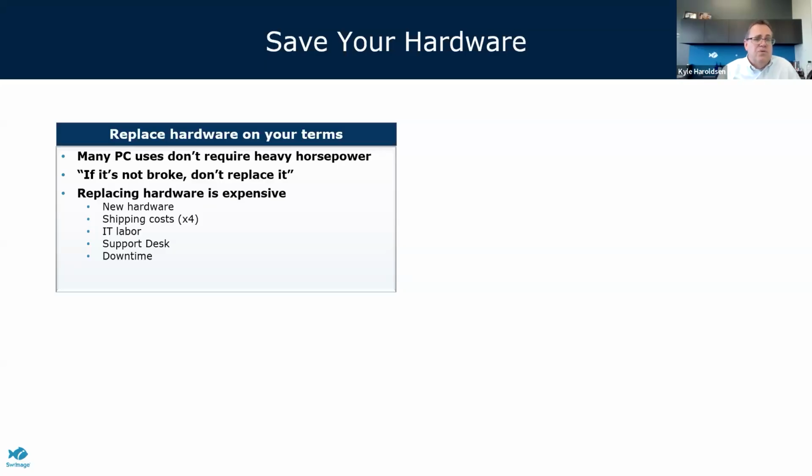We have the adage, if it's not broken, don't replace it. It's not necessary to replace machines that are fully functional and have a simple use in your environment. So save that expense. Replacing hardware is expensive. There are new hardware costs, obviously. Shipping costs, there's 4 times the shipping. If they're a home user, you have to ship the PCs 4 different ways, because you have the old PC going back and forth twice and the new PC going back. Then you have IT labor. It gets expensive to manually migrate machines from one to the other. You have your support desk and you have your downtime. So really, not replacing machine hardware is something you can do to save a lot of money.